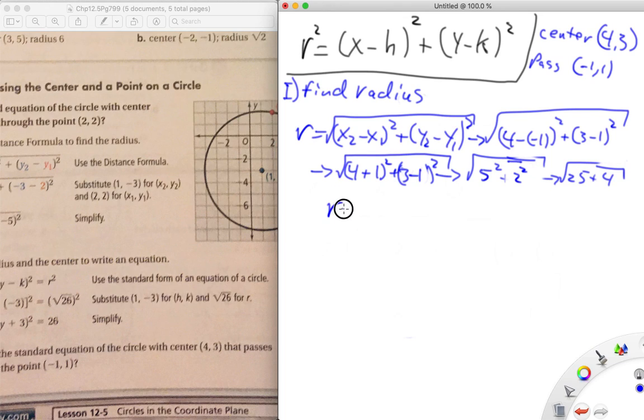So the radius equals the square root of 29. Okay. Once you find the radius, then you can set up your standard equation. So step 2, write the equation.